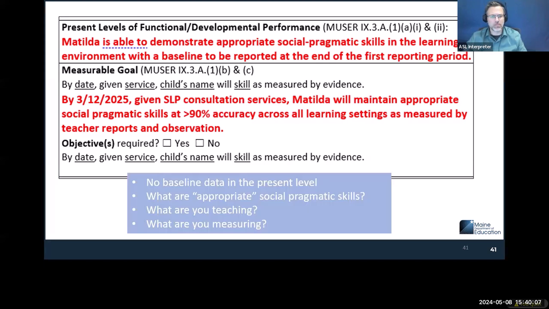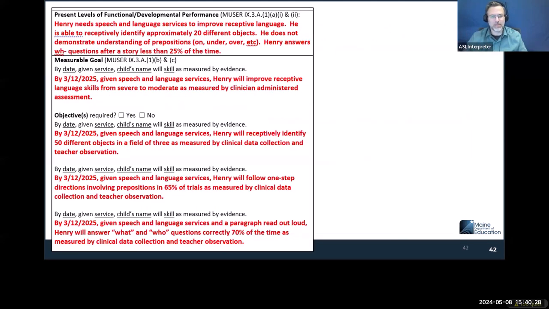All right. These are the things. Oh, look, all the things I talked about. What are you measuring, right? What are your appropriate social pragmatic skills? How are you measuring that? That will give you your skills there. All right. Ready for another one? Less than. There's also an approximately in there.